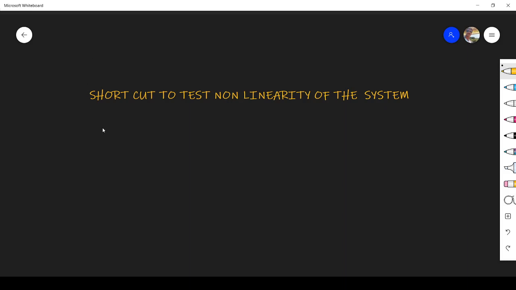Let us consider we have one system, y of t is equal to e power x of t. Suppose they ask whether it is a linear system or a non-linear system. We know the formal procedure to solve the problem, but here we are not going to solve it by the proper procedure. We will solve it by using the shortcut. First we must know what a linear system is. Linearity means there is some proportionality.